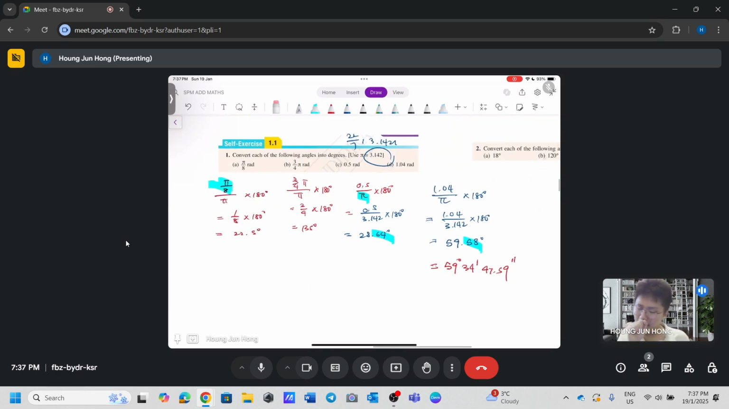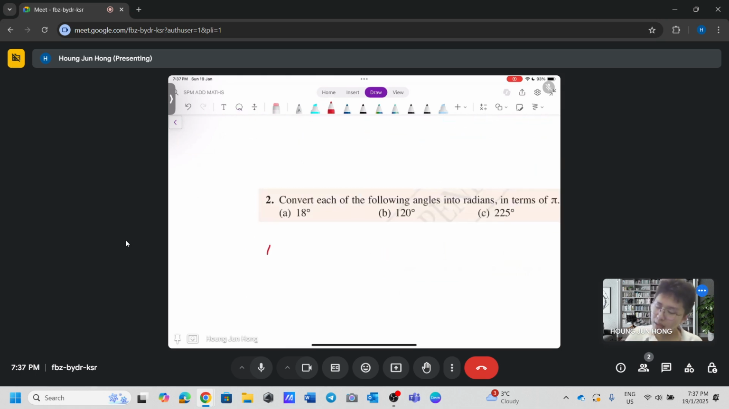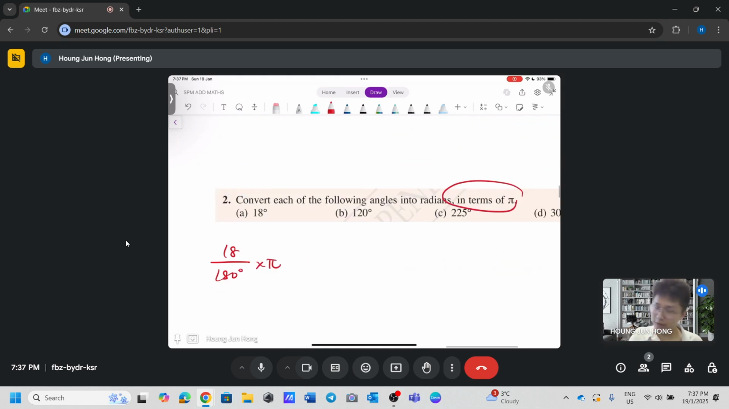Yes, okay. And again, I will go very fast because this is really simple. Like next one, also very simple. Just do the same thing over here. This one over 180 times pi. In terms of pi, so we keep everything. This is pi over 10, right? If you want to put a unit.